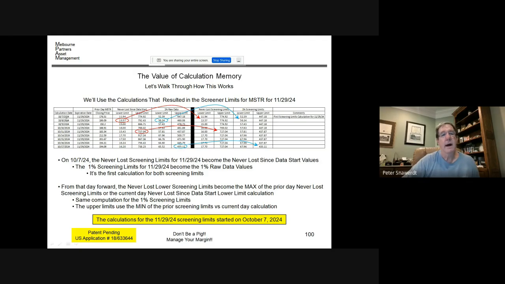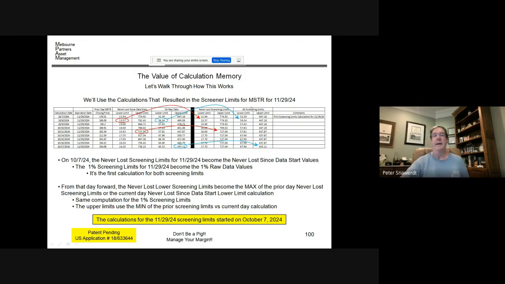Let's go look at what resulted in the screener limits for MSTR. So how did we get there? These are all the 1% limits, both lower limit and upper limit, for MSTR for 11/29/24. This is the raw data over here. The 1% raw data corresponds to the 1% screening limits. The never lost data corresponds to the never lost screening limits.